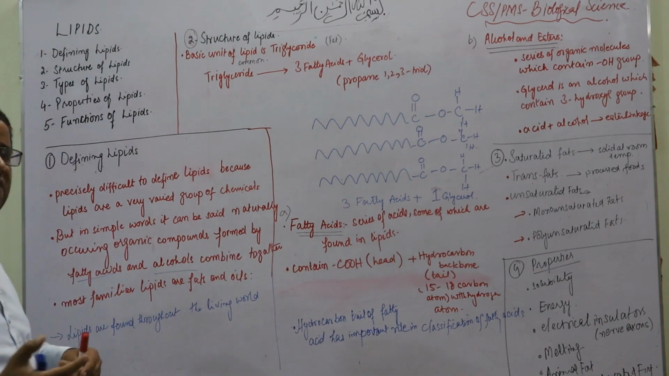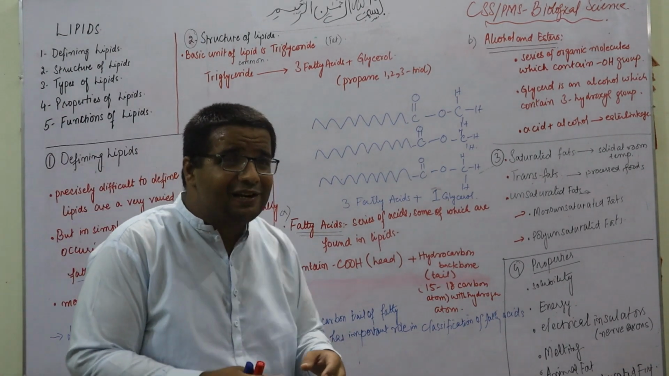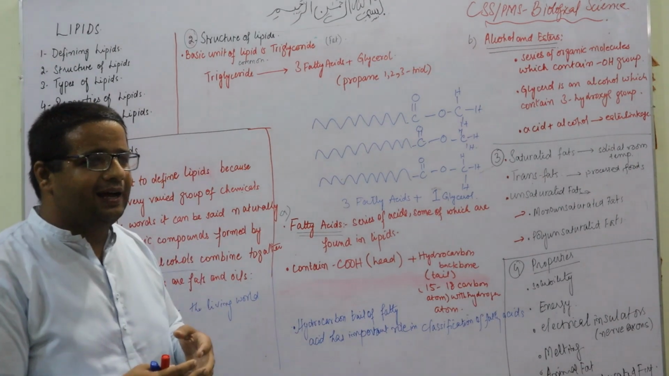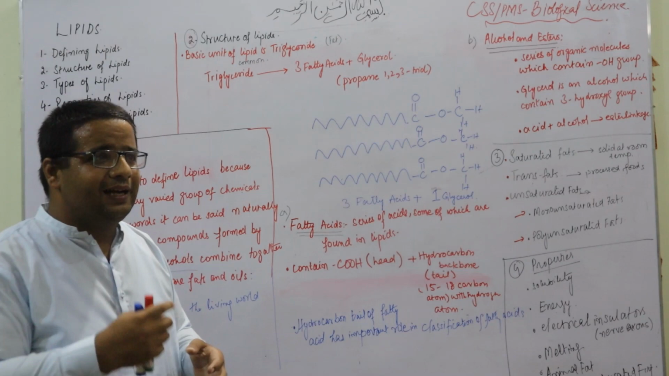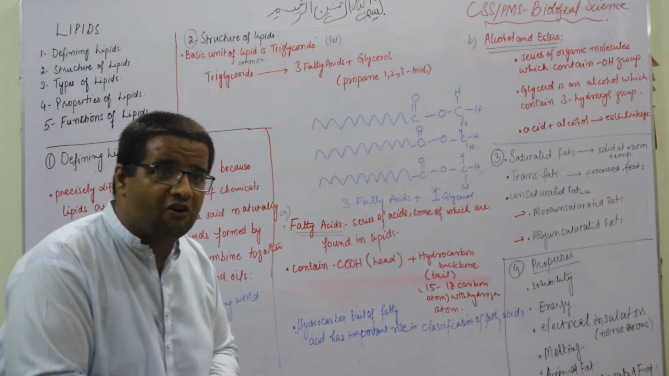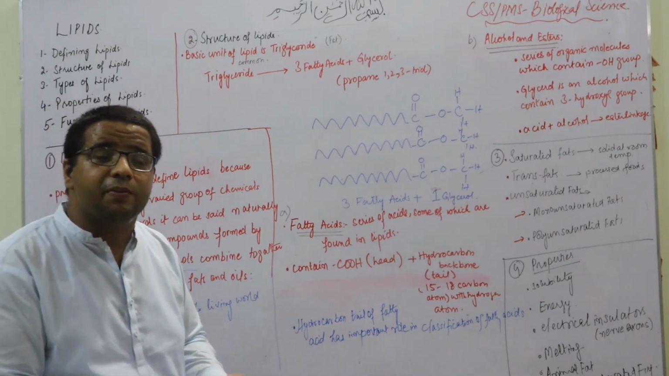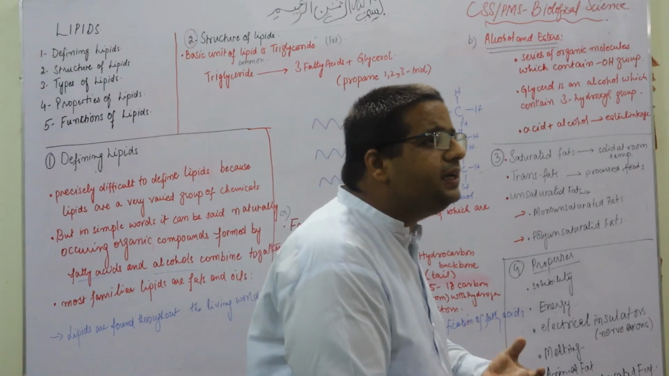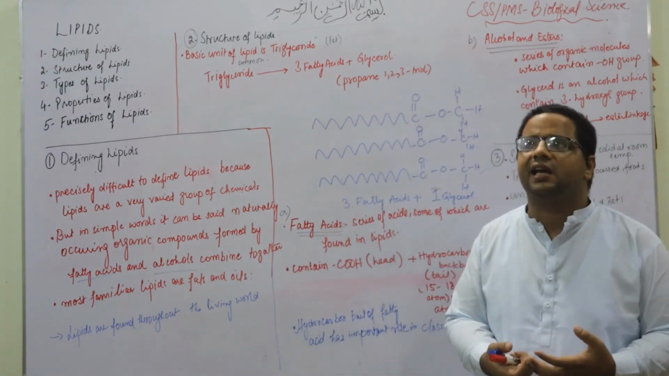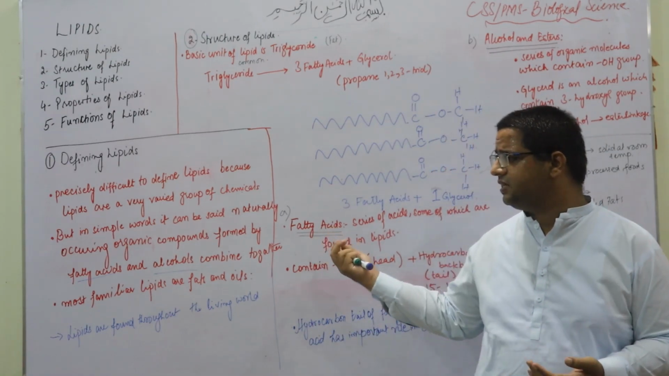The most familiar lipids are fats and oils, which we use in our foods, in the junk foods which are preferred by most of us, which also cause overweight. That's why most people are overweight, because we are consuming too much fried material, and that is accumulating in our body. So the most familiar lipids are fats and oils.